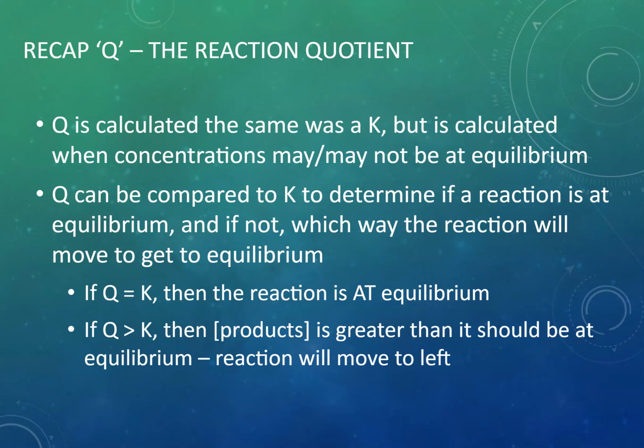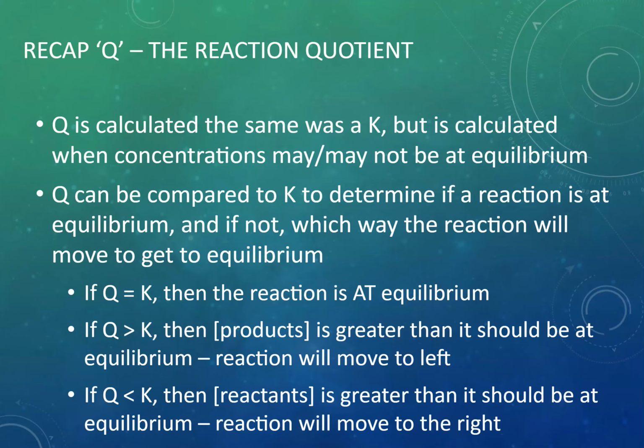If Q is greater than K, then you've got more products than you would expect to find at equilibrium, so the reverse reaction is going to be favoured, the equilibrium is going to move to the left. If Q is less than K, then the concentration of the reactants is greater than it should be at equilibrium, so the equilibrium is going to move to the right and is going to be product favoured. The forward reaction is going to be favoured, basically.